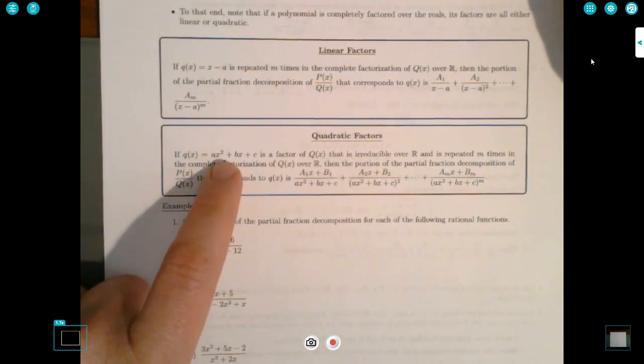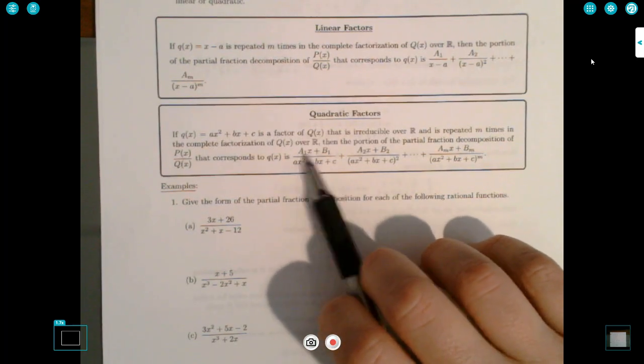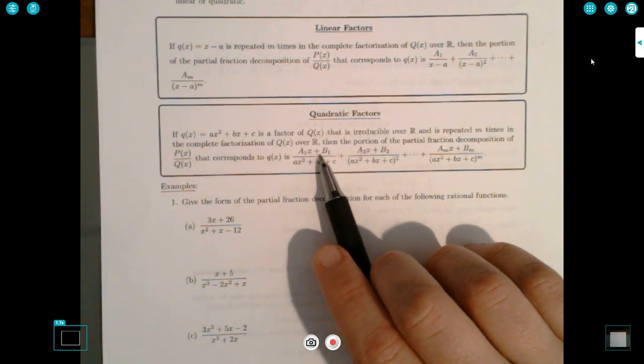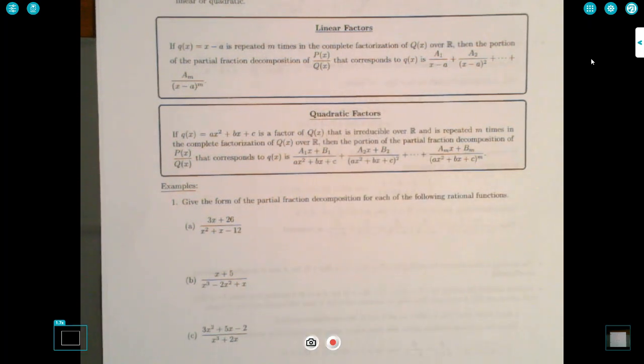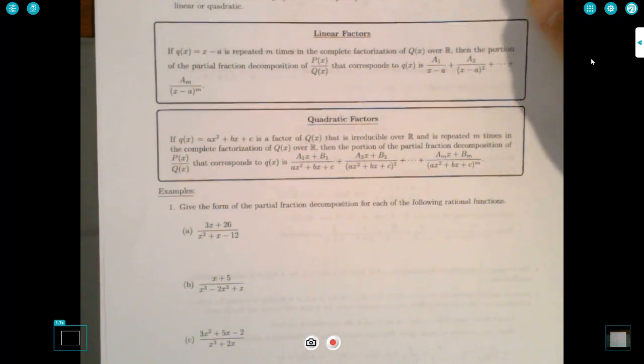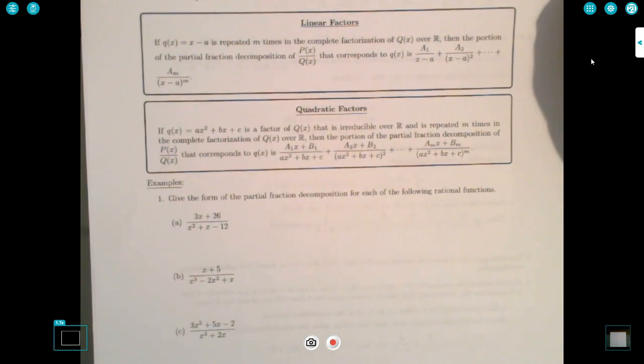If, on the other hand, your factor is a quadratic one, then you do a similar thing, but the numerator has to be ax plus b instead of just a. You have to have ax plus b in the numerator. I'm assuming this is probably old news for most of you, so I'm running through it pretty quickly. If it's not old news, I think it'll become clear as we look at some examples. So let's look at this set of examples.